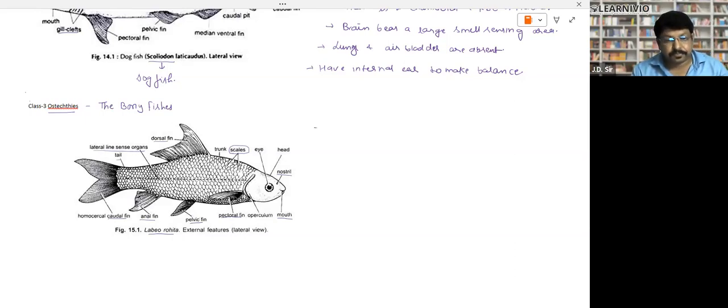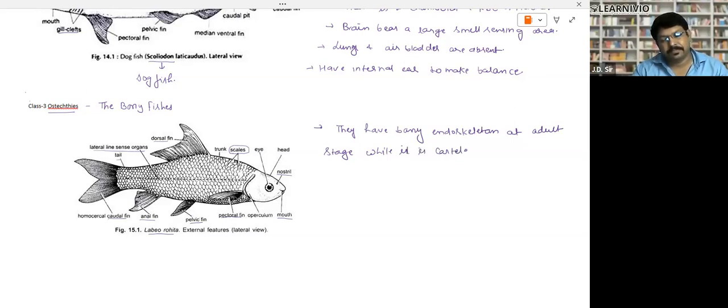They have bony endoskeleton at adult stage, while it is cartilaginous at young stage. Bony means made of bone. First one.